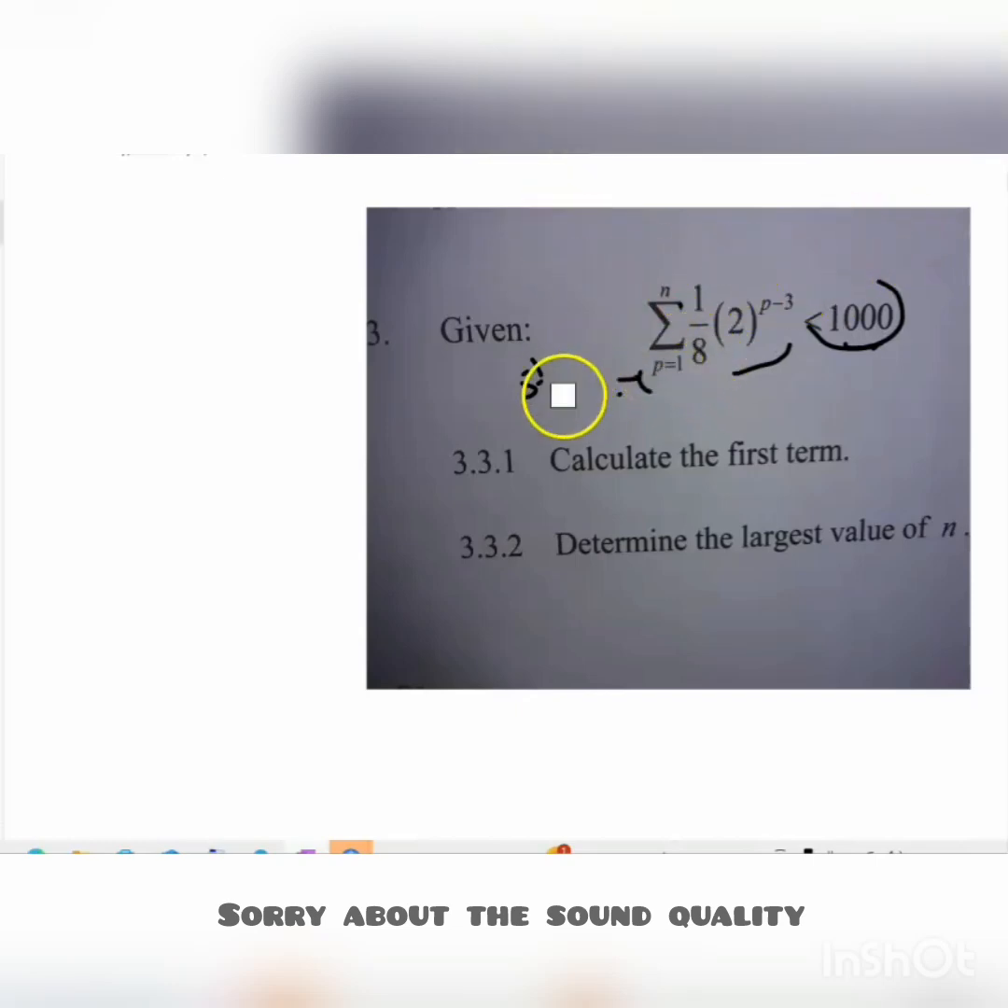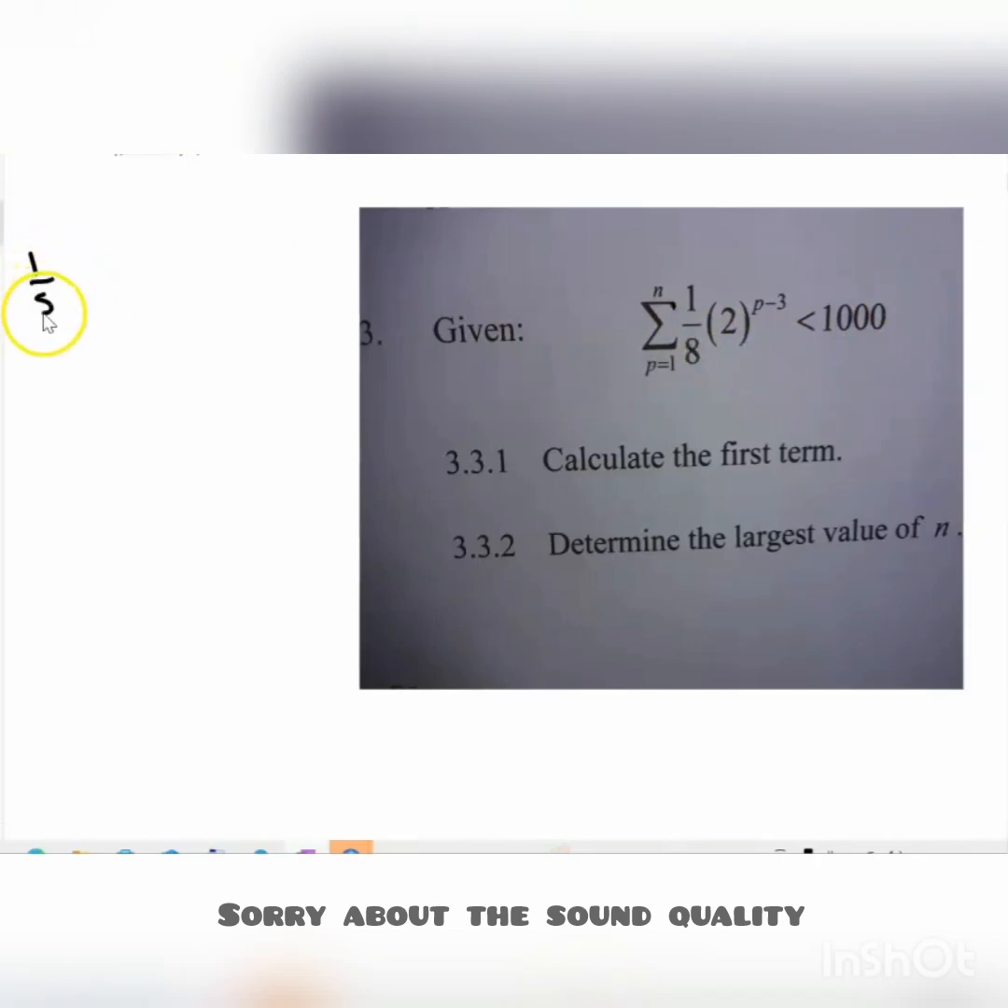We know that our sequence starts at 1, so we're going to find our first term. Our first term is going to be 1 over 8, and we're going to substitute this 1 into this P. So it's going to be 1 minus 3, and this 1 represents the first term. So it's going to be 1 over 32. Please punch it in the calculator to confirm it for me.